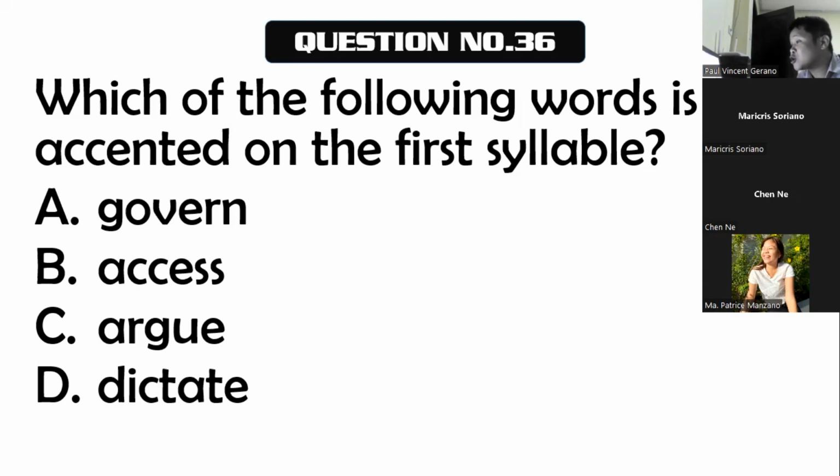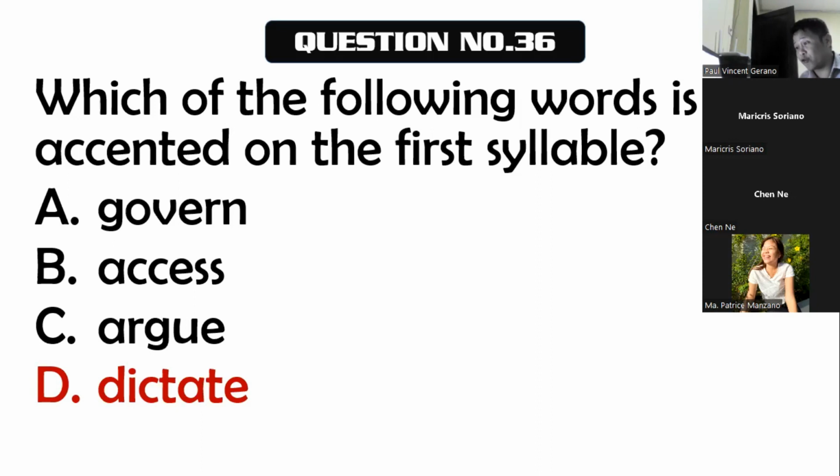Okay, letter A is govern. Govern, first syllable. Letter B, access, first syllable. Letter C, argue, is first syllable. Letter D, dictate. Okay, letter D is second syllable. So the correct answer is letter D, dictate.